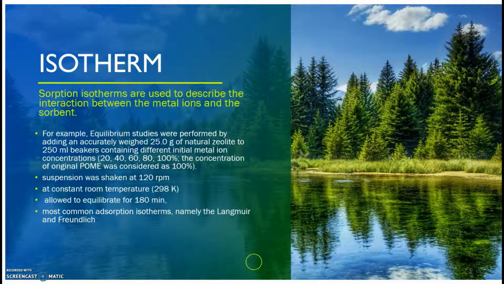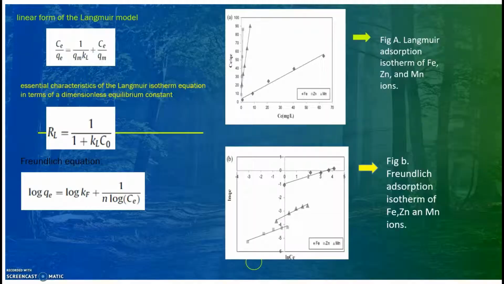Equilibrium study was performed by adding an accurately weighed 25 grams of natural zeolite to 250 ml beakers containing different initial metal ion concentration. For POME was considered 100%. The suspension was shaken at 120 rpm at room temperature, at equilibrium at 180 minutes. For absorption isotherms, the two most common are namely the Langmuir and the Freundlich.